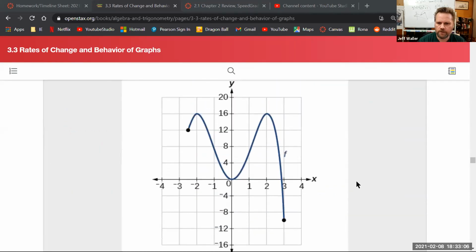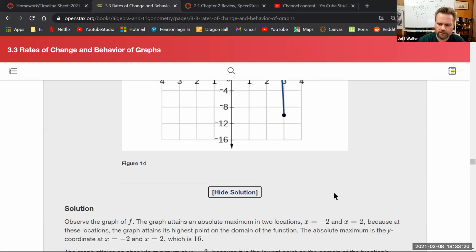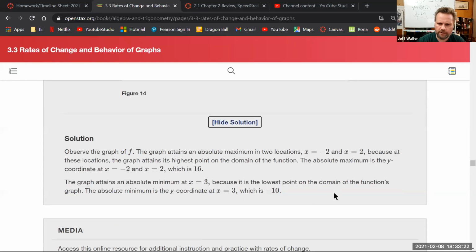Here we go. What are they asking for here? Yeah, okay. Is there an absolute maximum value? Yes. There's two. Let me make sure about something. Hold on. They don't really say, do they?